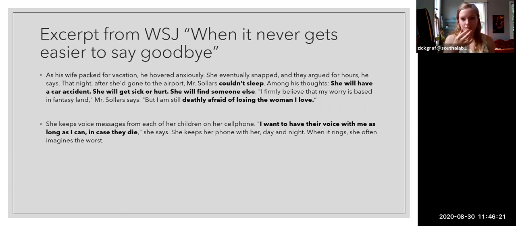The other person profiled has separation anxiety from her teenage and adult children. So one way that she copes with her worry is to save voice messages from her kids, which a lot of people do, but they don't always do it because they want to have their voice recorded in case they die. People with separation anxiety spend a lot of time worrying about their loved ones dying and how they'll cope with it.